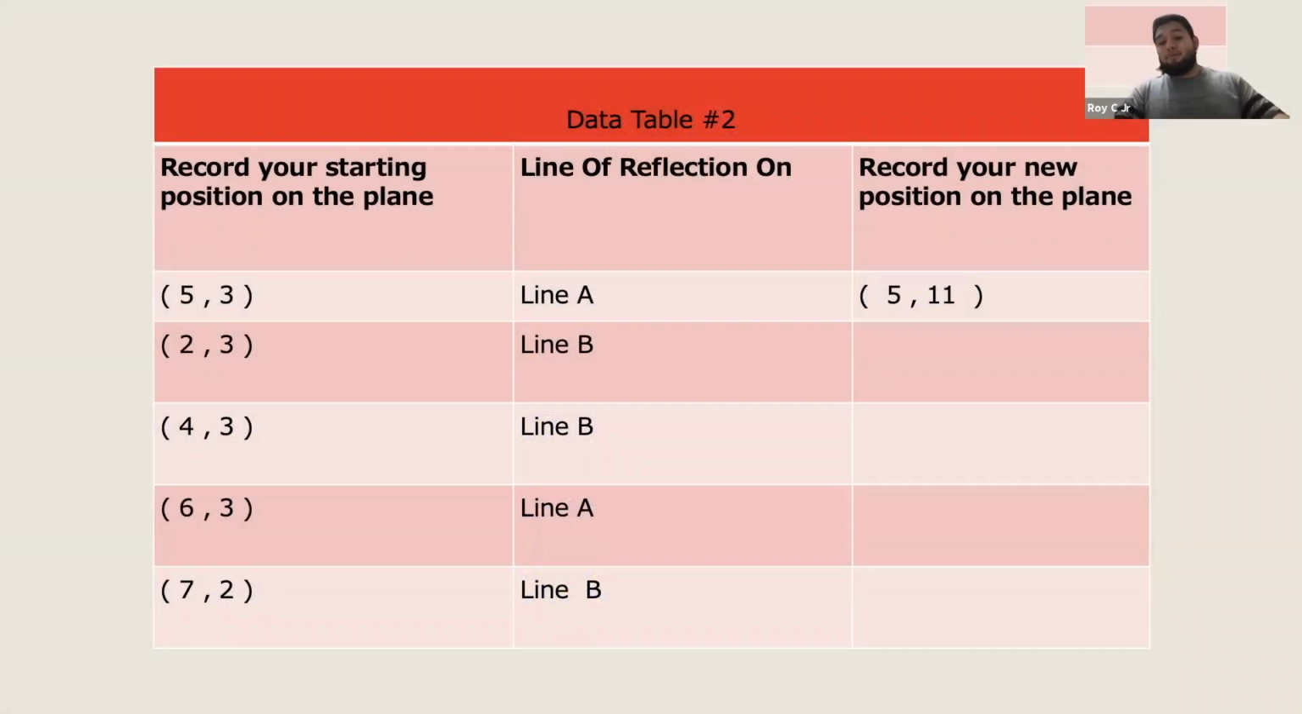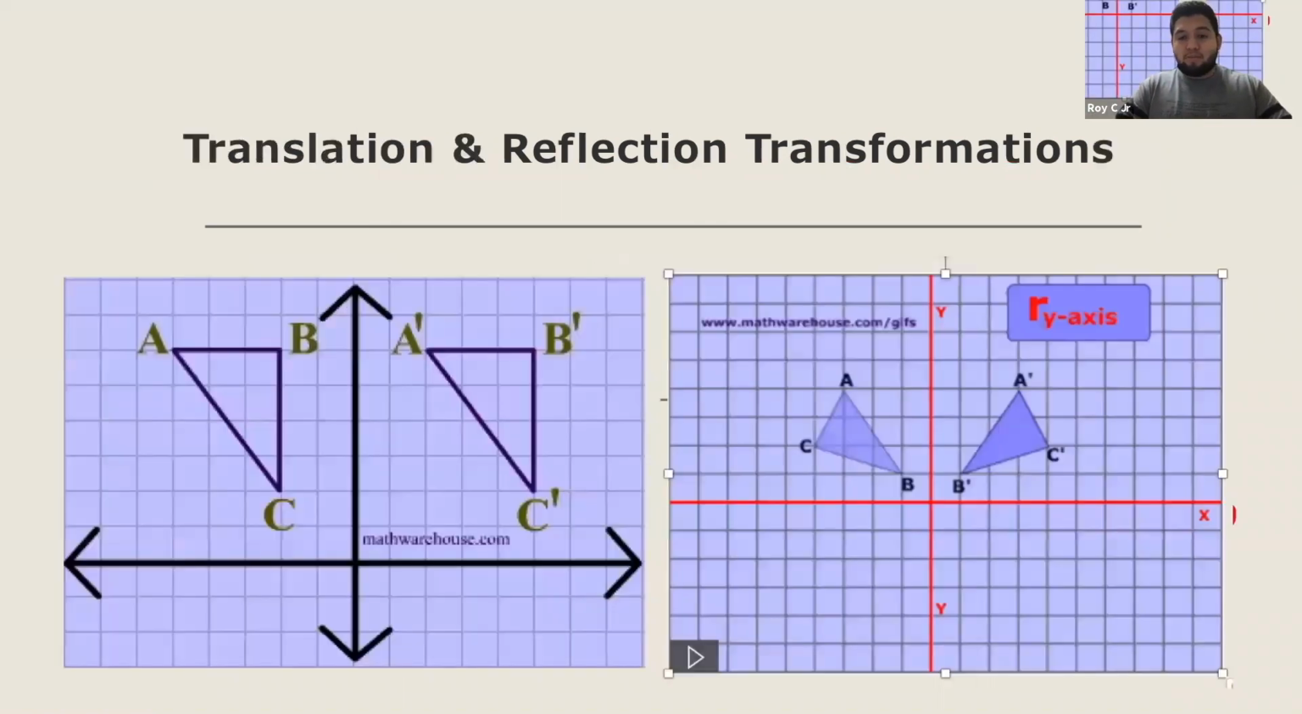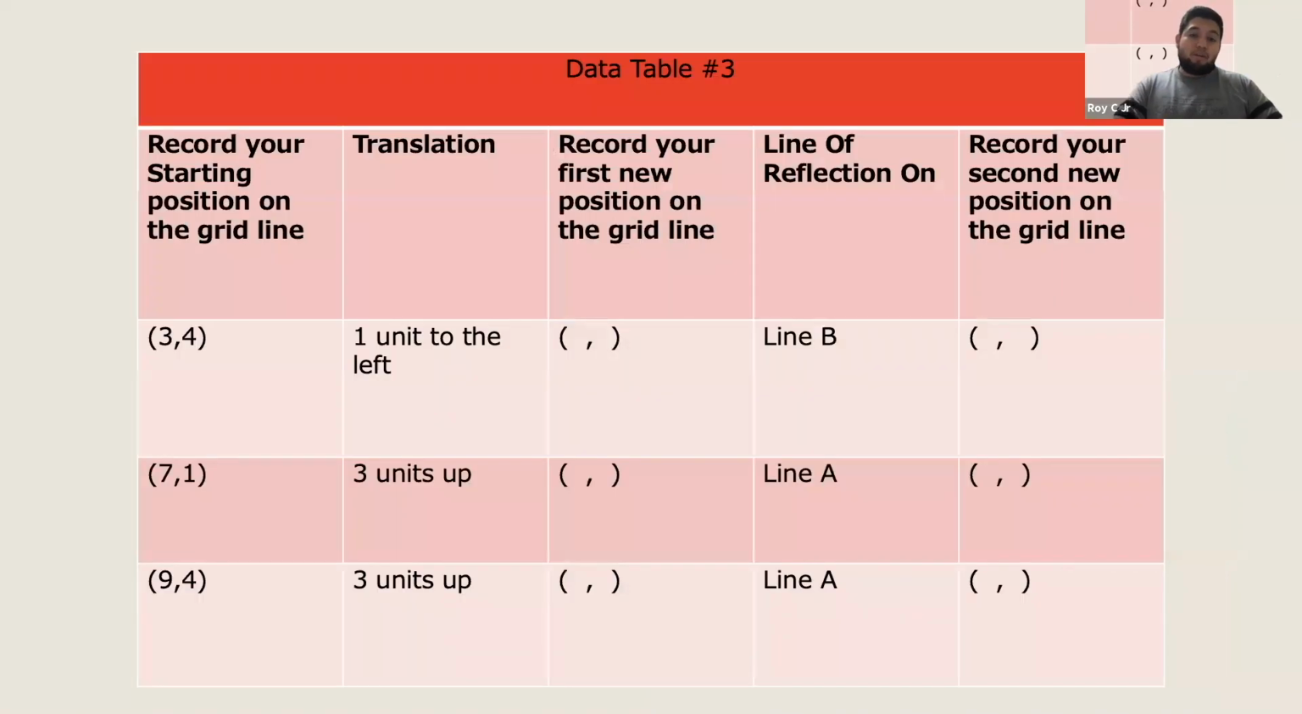All right, so now that we figured out the first practice problem on data table number 2, take a couple minutes to fill out the rest of the data table. All right, guys. So here's the question on reflection transformations, and this is pretty much like a challenge question. So take a couple minutes and figure out what the answer would be for this problem. All right, so moving on, we're going to be combining our understanding on translation transformations with reflection transformations now. And to start off with, let's figure out the first practice problem from data table number 3.